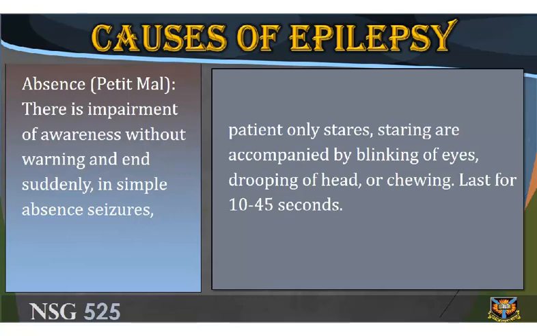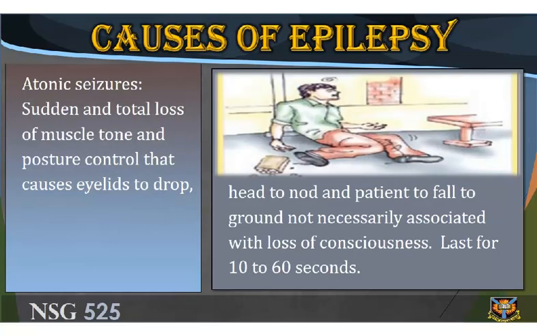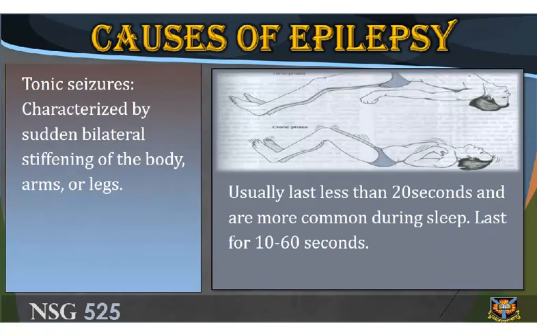In simple absence seizure, the patient only stares, accompanied by blinking of eyes, dropping of the head, or chewing, lasting for 10 to 45 seconds. Atonic seizures: sudden and total loss of muscle tone and posture control that causes eyelids to drop, head to nod, and the patient to fall to the ground, not necessarily associated with loss of consciousness, lasting 10 to 60 seconds. Tonic seizure is characterized by sudden bilateral stiffening of the body, arms or legs, usually lasting less than 20 seconds, and is more common during sleep.